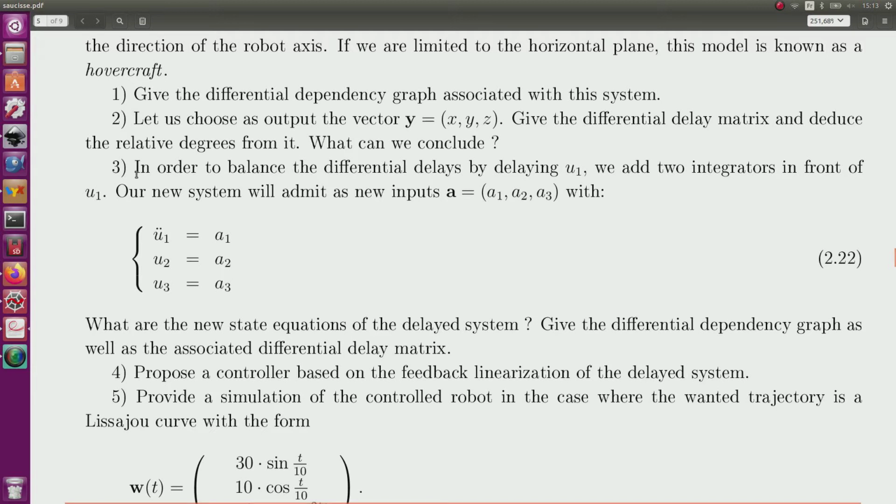So question number 3. As we have just suggested, we have to balance the differential delay by delaying u1. For this, we add two integrators in front of u1. So the new inputs will be named a1, a2, a3, and I will have this relation. I now have to write the new state equation to draw the differential delay graph and also the differential delay matrix.